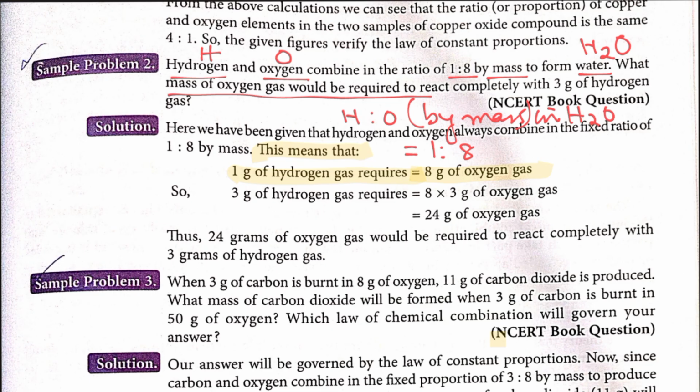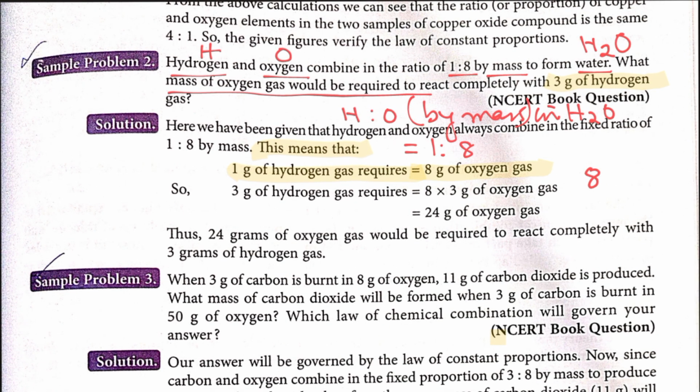Now they are telling: 3 grams of hydrogen gas will require how many grams of oxygen gas? It's plain and simple unitary method. You have to do 8 divided by 1 into 3. That means 8 into 3 only. That is 24 gram.